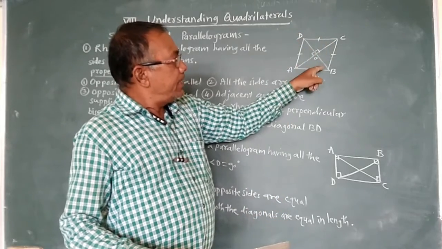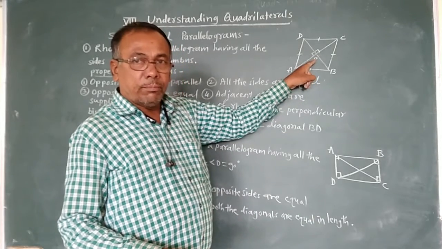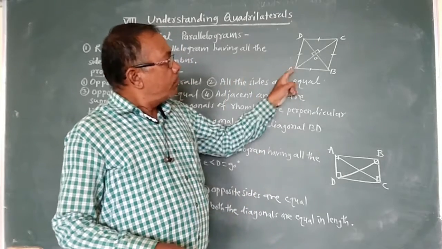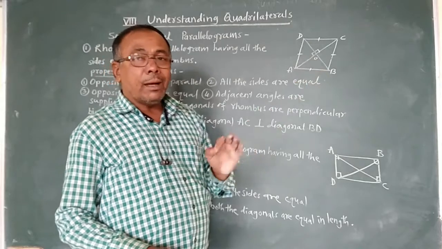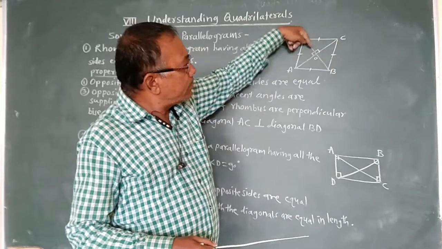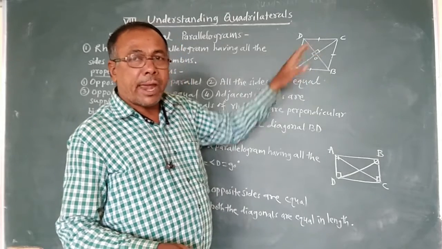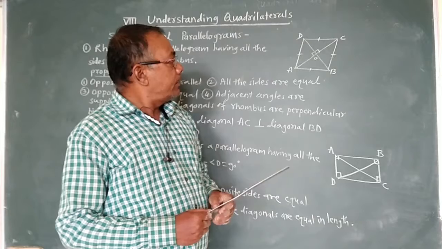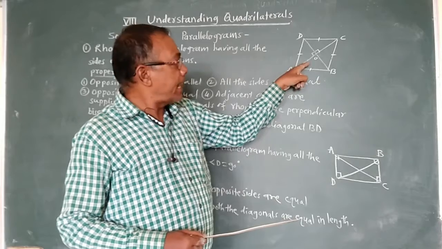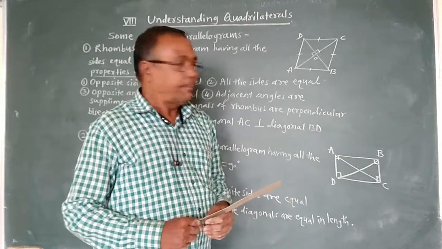AC and BD are the diagonals of the rhombus. They intersect each other at a point O. But a very important property of the rhombus is that both the diagonals are perpendicular bisectors of each other. It means AC is perpendicular to BD, and therefore all these angles are 90 degrees at the point of intersection. Therefore angle AOD, angle BOA is equal to 90 degrees. Now angle BOC, COD, they are 90 degrees.